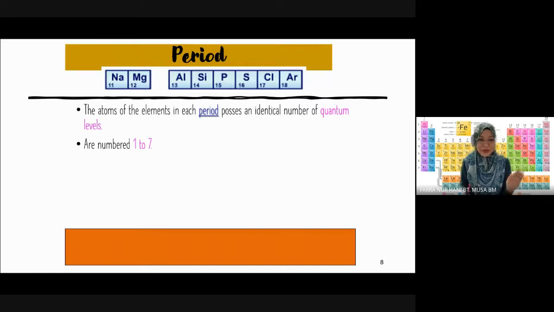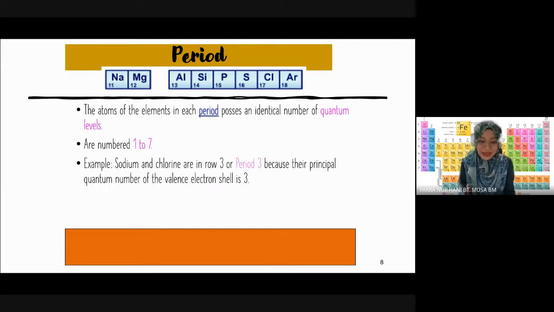Okay, I hope you are clear. Sekarang kita tengok more example. Okay, sebab we want to focus on the electronic configuration. Okay, next is period. Okay, period tells the quantum level.